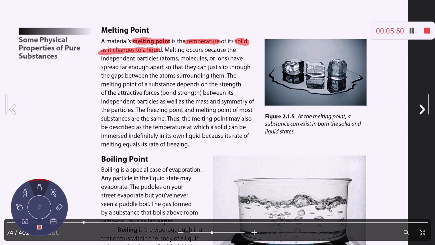This happens because the particles can spread apart and slip through the gaps. So melting point depends on how strong the particles are holding on to each other. So like intermolecular forces, like hydrogen bonding, for instance, as well as what's the mass of those particles and are they symmetrical, okay? Most of the time, the freezing point and the melting point are going to be the same. Melting point also has another definition. So melting point is also described as the temperature at which a solid is immersed in its own liquid. Okay, and then let's go on to boiling point.